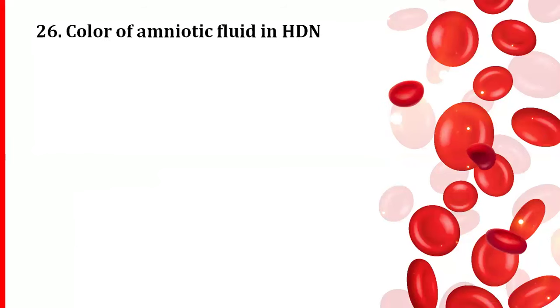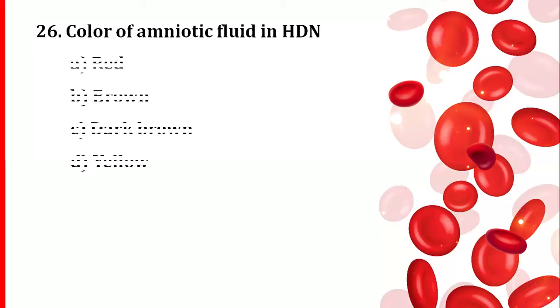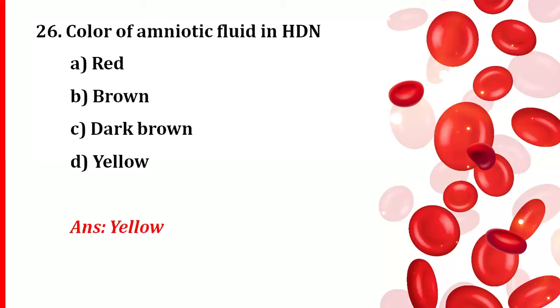Next question, color of amniotic fluid in HDN. What is HDN? Hemolytic disease of the newborn. Option A, red. Option B, brown. Option C, dark brown. Option D, yellow. So here the right answer is yellow. In case of hemolytic disease of the newborn, the amniotic fluid color will be yellow. Generally normal amniotic fluid is clear or tinted yellow. In this case, it will become thick yellow or dark yellow.